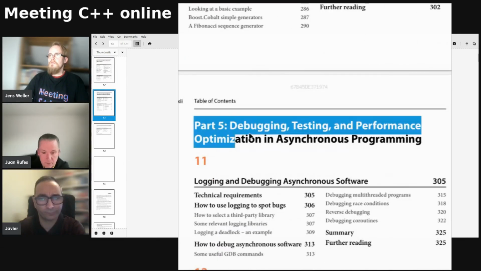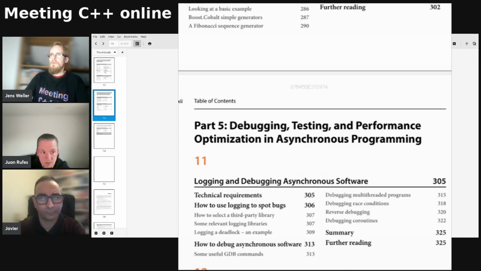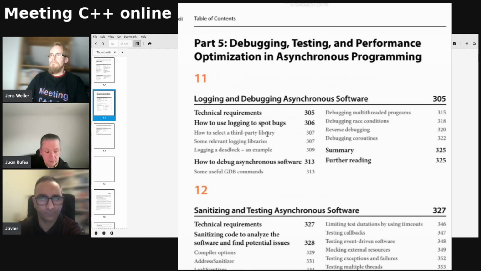Then we go to part 5, which I really like, and it shows that your book is not just for people wanting to learn about asynchronous programming, but also for people actually working with asynchronous programs. You speak about debugging, testing, and performance optimization in those chapters. You start with logging and debugging asynchronous software in chapter 11. Yes, for this part 5, we thought it would be nice to also show how to debug asynchronous software and get better performance. So these last three chapters talk about that.